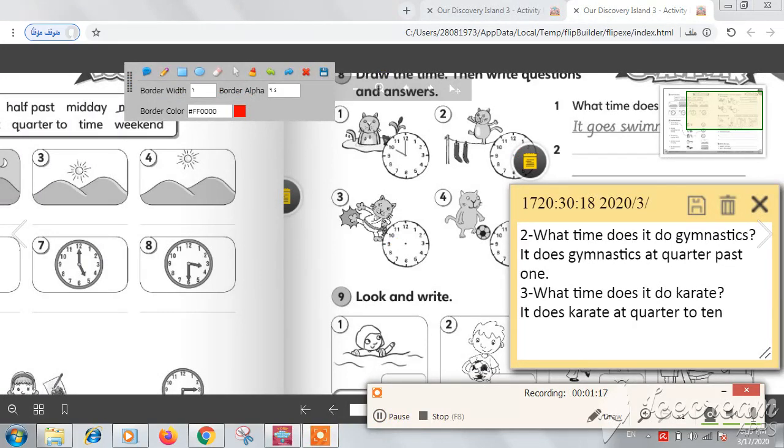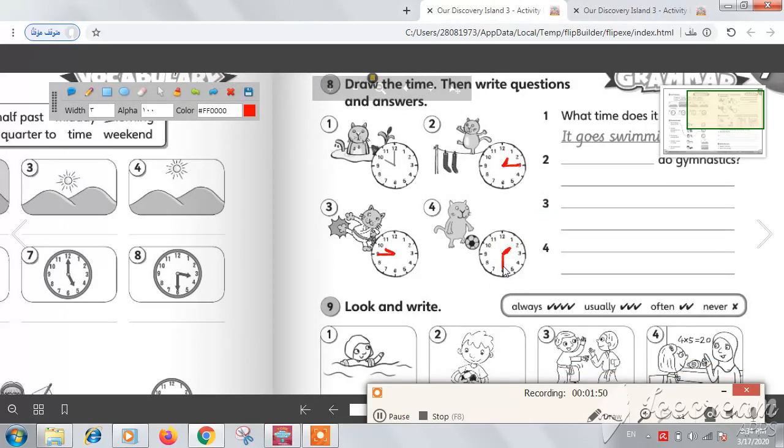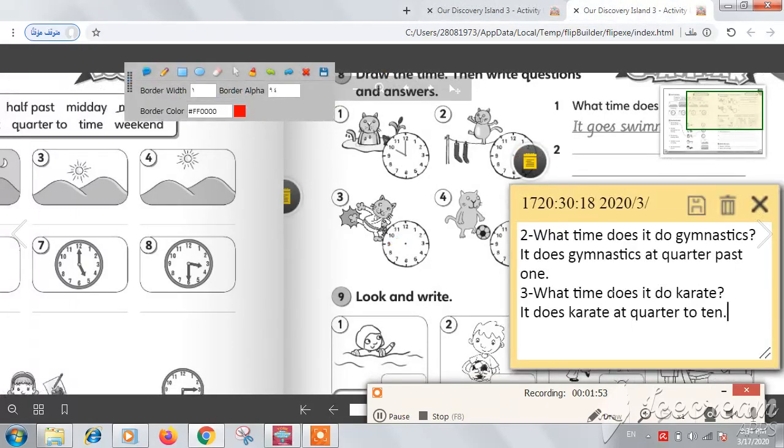So if you look carefully here, I wrote the question and answer for number 2 and 3. What time does it do gymnastics? It does gymnastics at 1:15. Number 3, what time does it do karate? It does karate at 9:45. Right? So here we have the answers for 2 and 3. And number 4, as I told you, what time does it practice playing football? It practices playing football at 2:30, as shown here. You can write the answer for number 4 as shown.